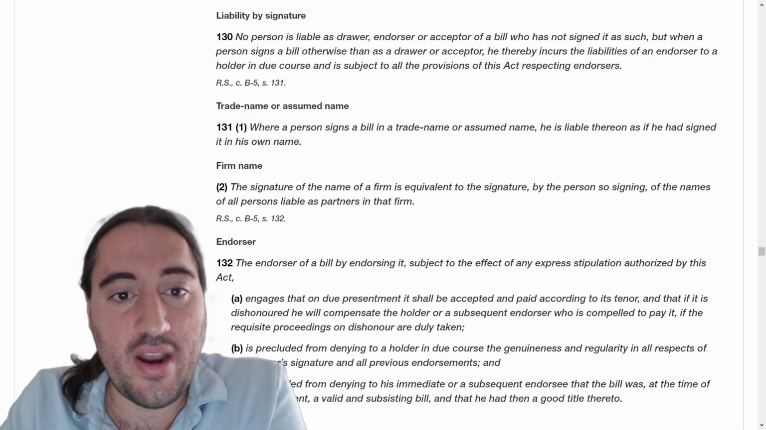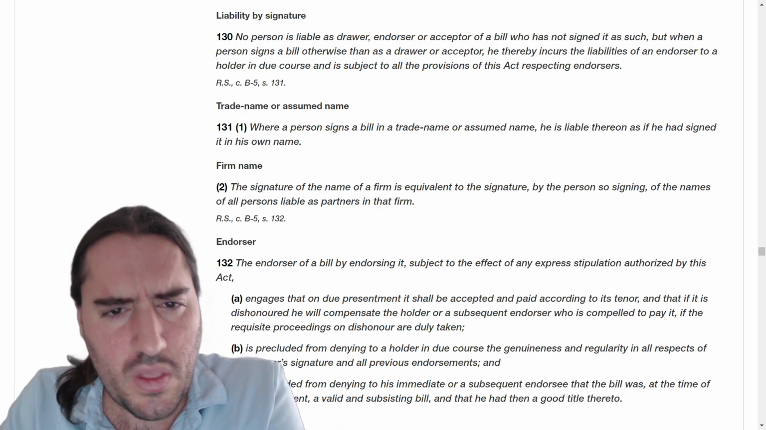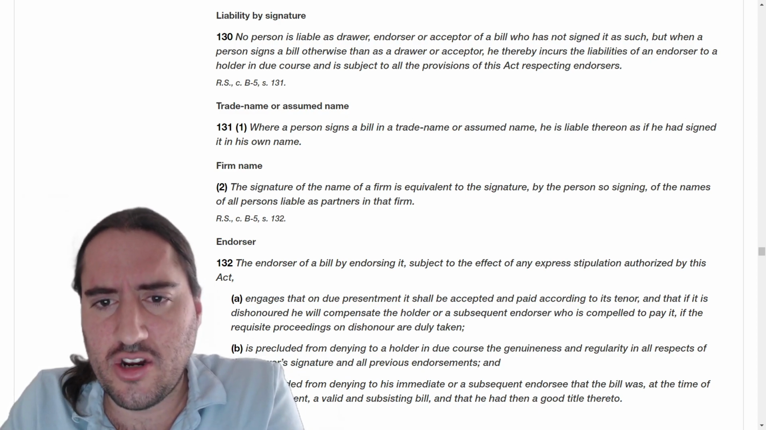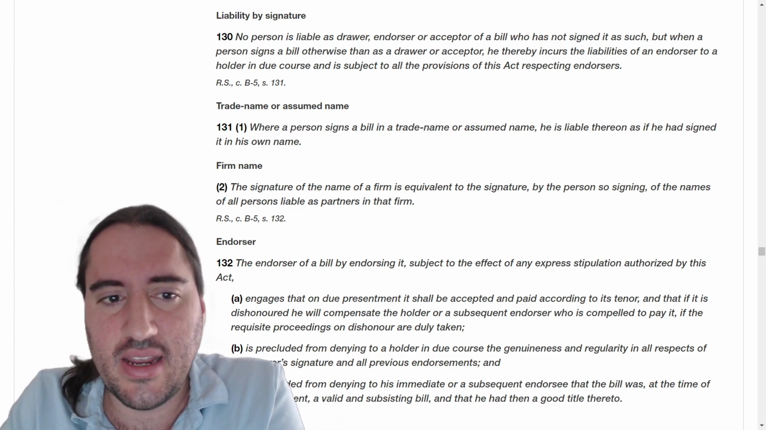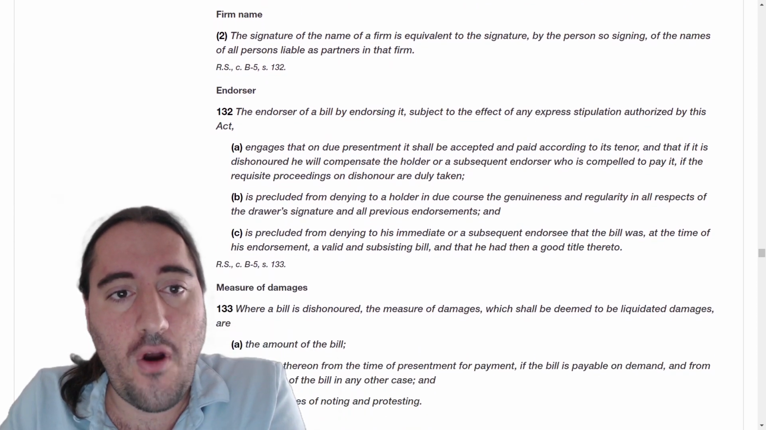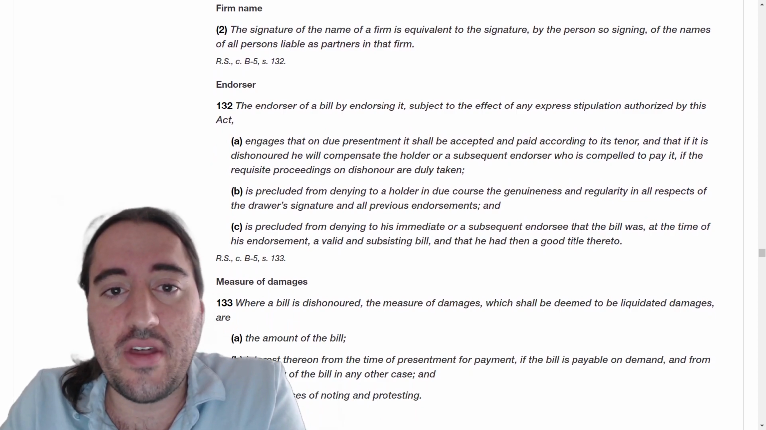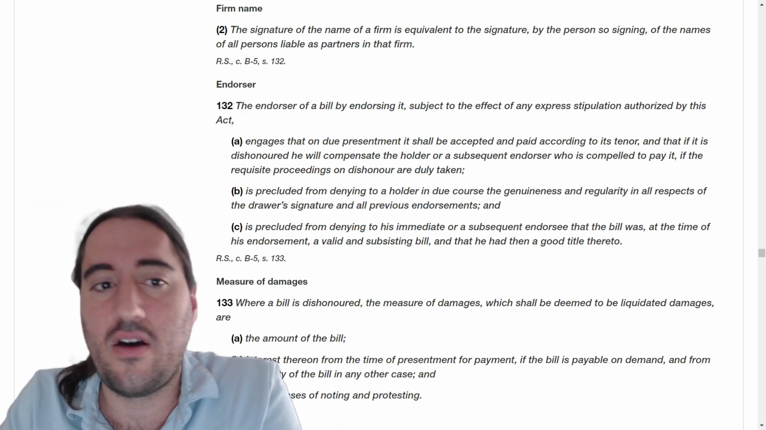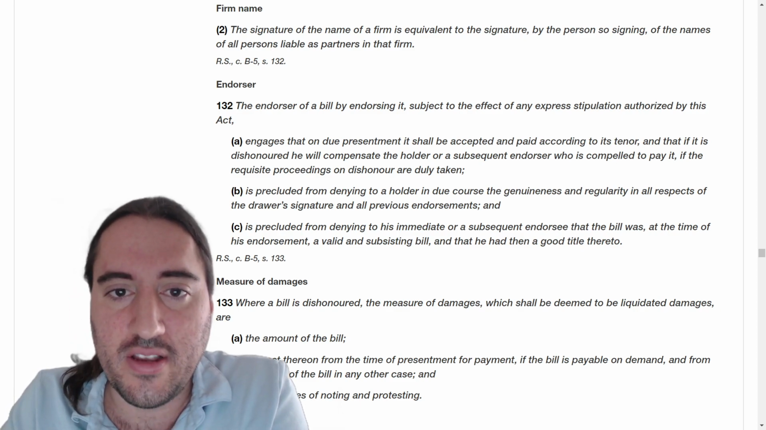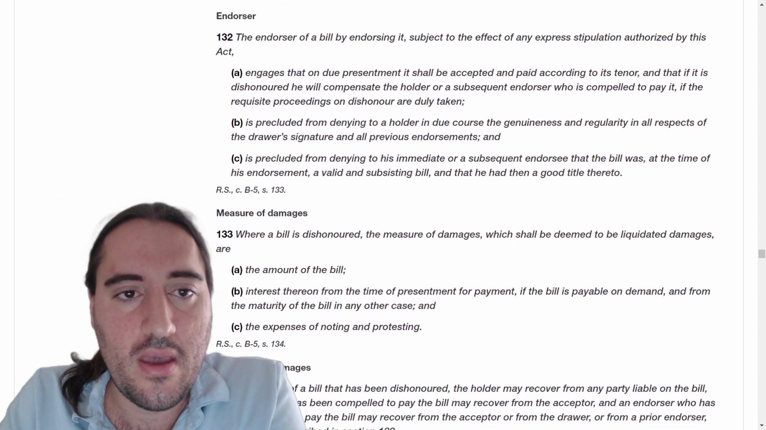Trade name or assumed name. Where a person signs a bill in a trade name or assumed name, he is liable thereon as if he had signed it in his own name. Firm name. The signature of the name of a firm is equivalent to the signature by the person so signing of the names of all persons liable as partners in that firm.